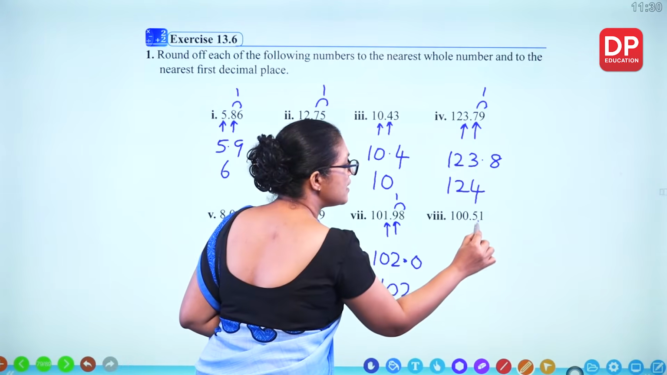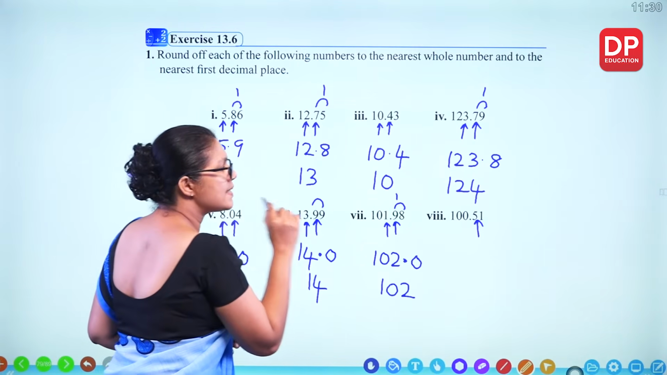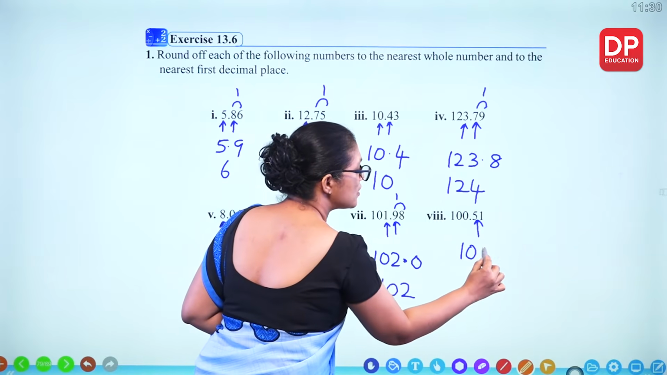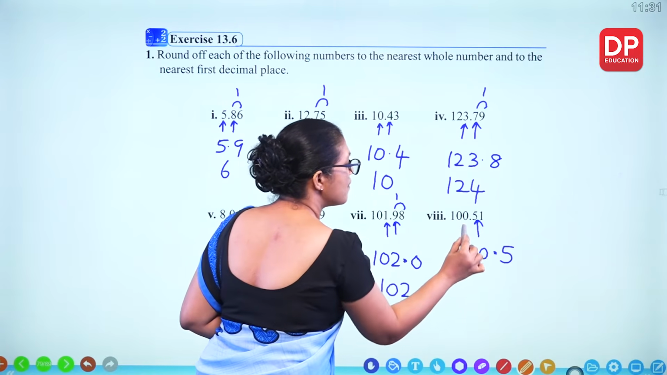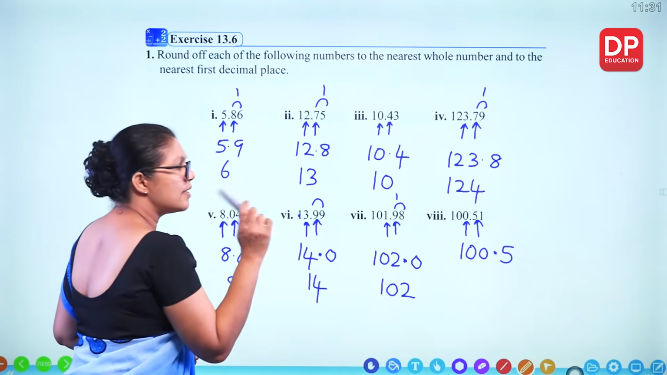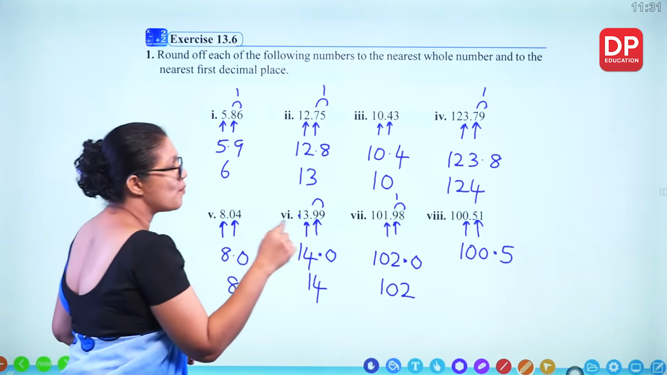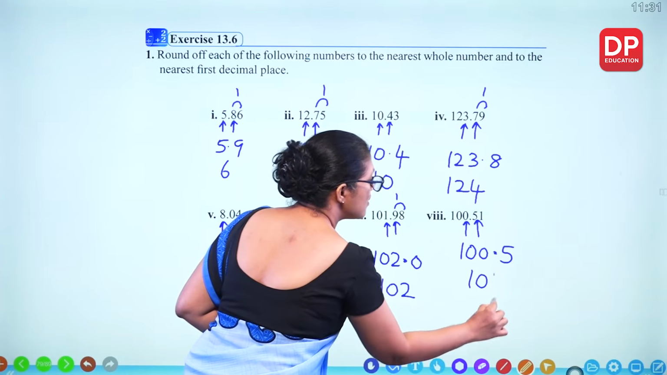This value to the nearest first decimal place, you are not adding, so 100.5. To the nearest whole number, 5 is there, so you need to add 1, so 101.